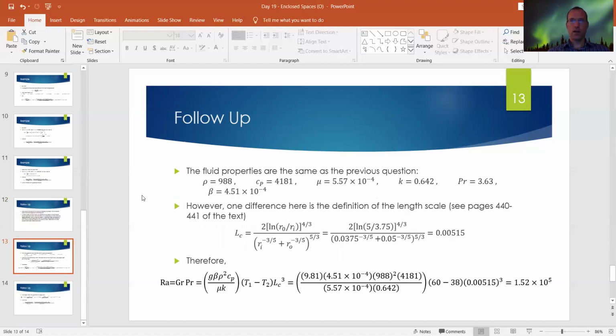So luckily here, a lot of this is the same as before. Normally I'd want to find the film temperature, but that's the same as before, 49 degrees Celsius. Want to find my fluid properties, but then again, those are the same as before, same fluid, same temperature.